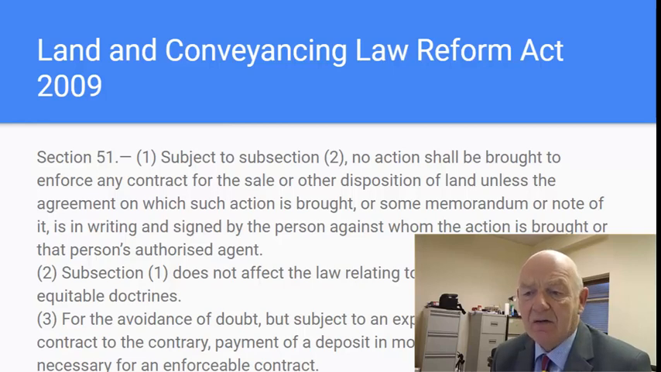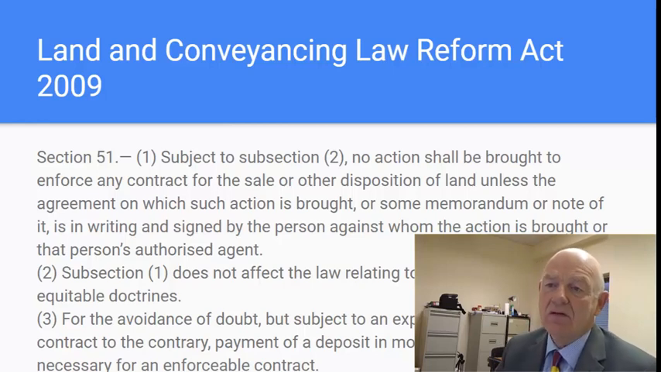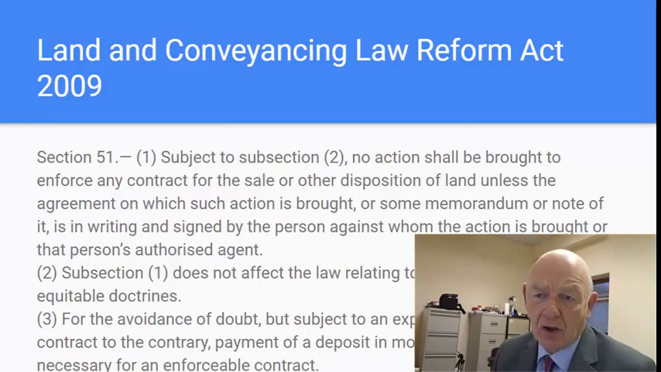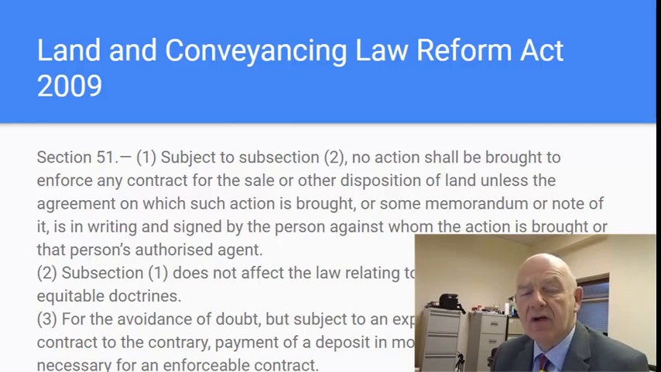So this is a reminder again that there must be in writing a note or memorandum of the contract. However, you'll see there subsection 1 does not affect the law relating to part performance or other equitable doctrines. So the equitable doctrine of part performance still holds. But the normal rule, the default position, is that to enforce a contract for the sale of land or real property, you need a written note or memorandum.